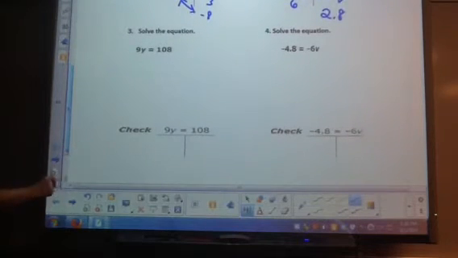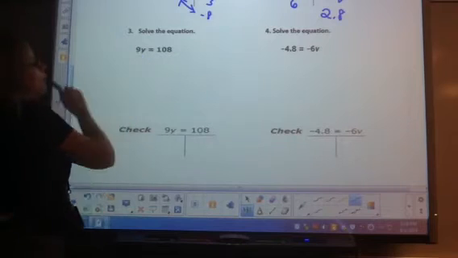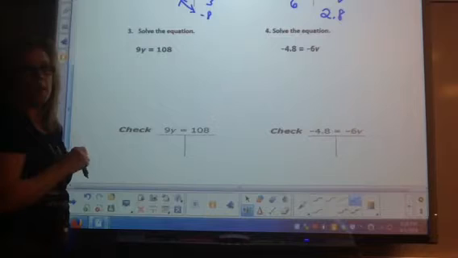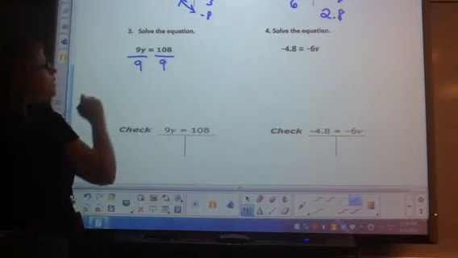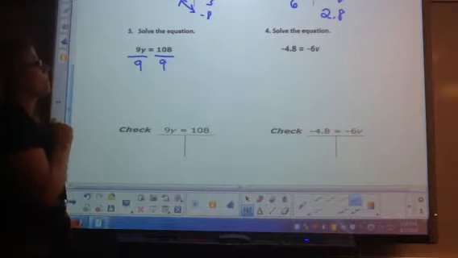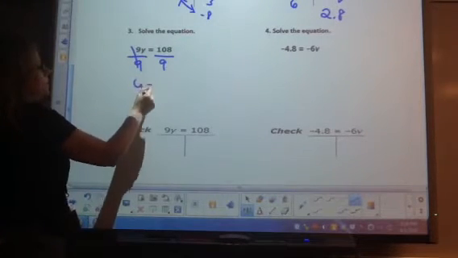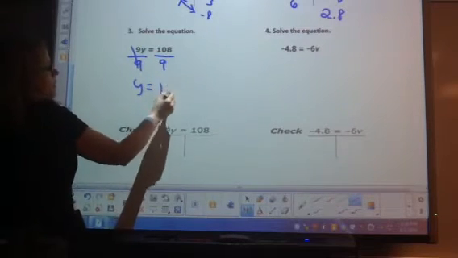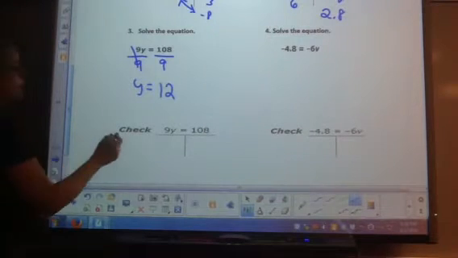Alrighty. Number 3, to solve this variable, we need to isolate your variable y. Operation we see is multiplication, inverse is divide. So guys, to keep your equations neat, just use your fraction bar for division. That's what it means. So the 9's cancel out. 108 divided by 9 is 12. So let's check it.